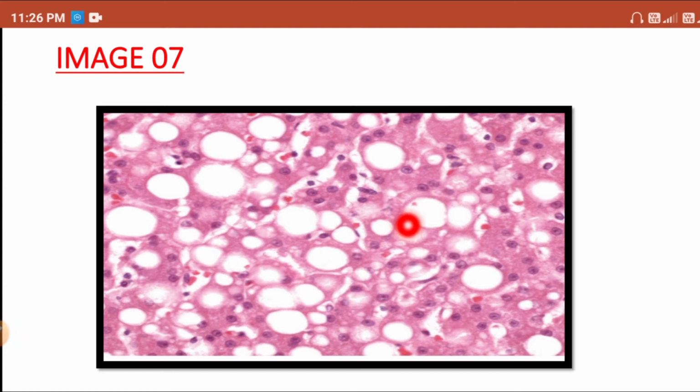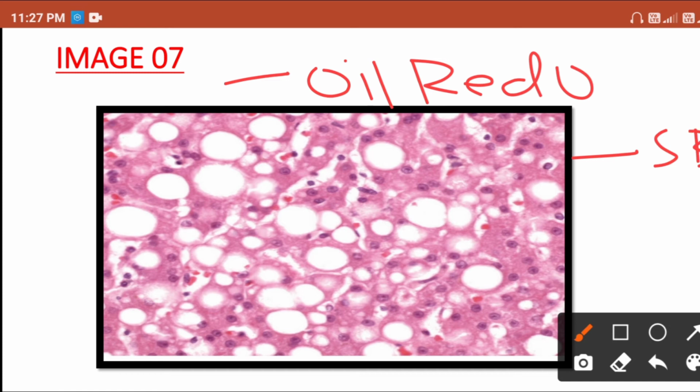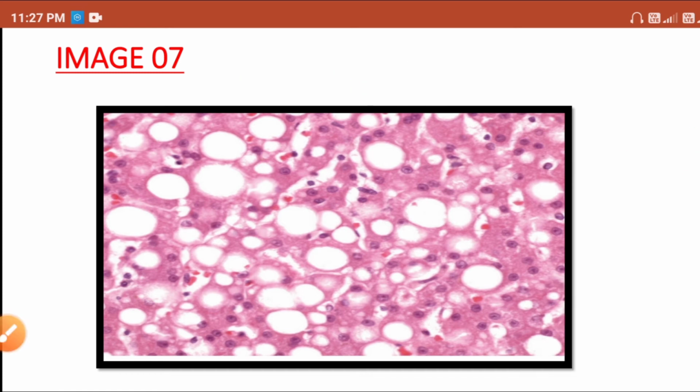white. You can apply certain special stains to confirm it as a lipid if you have doubt. The special stains for fat are Oil Red O, and you can do Sudan Black B. So these two special stains can be applied if you have doubt in identifying the fat. So this is the image of fatty liver.